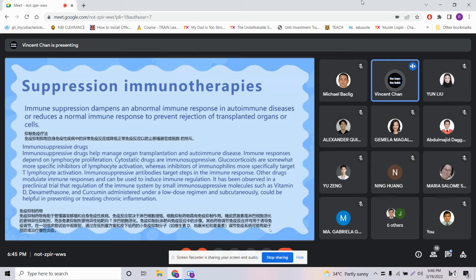It has been observed in a preclinical trial that regulation of the immune system by small immune suppressive molecules such as vitamin D, dexamethasone and curcumin, administered under a low dose regimen and subcutaneously, could be helpful in preventing or treating chronic inflammation.